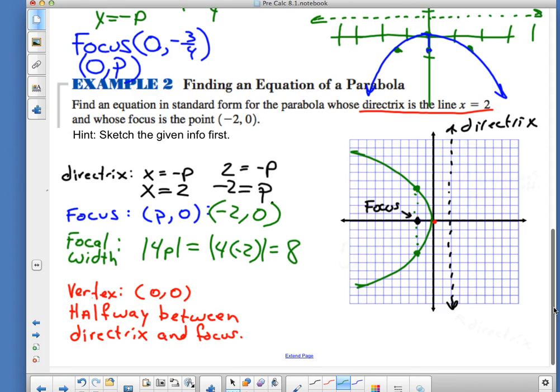Okay, as we get that going. I was asked to sketch the given info first. I kind of put that in and labeled everything down. My last thing, I've got to write the equation in standard form.